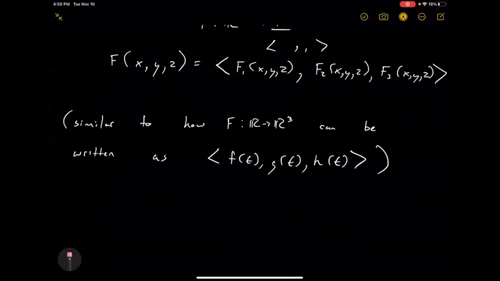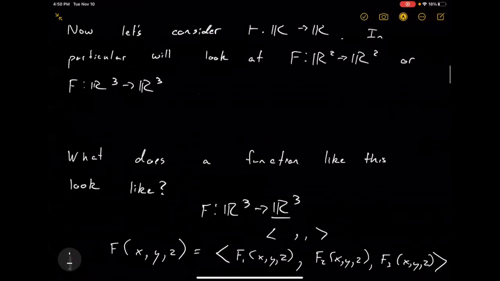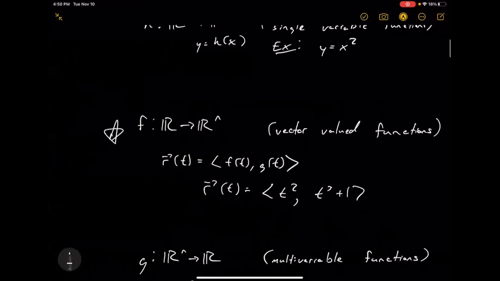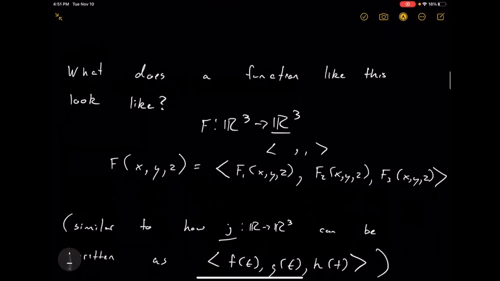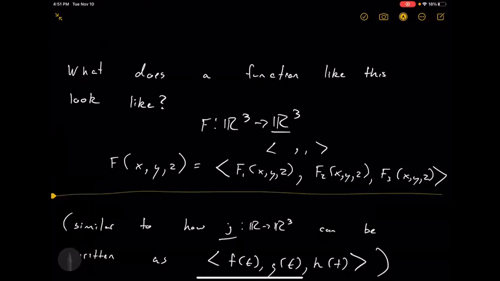Now, similar to our vector valued functions, which we talked about up here. When I have a vector valued function, think back to chapter 13, I believe, when I have this vector valued function J from R to R3, my output is going to be a vector, and I could think of each component of my vector as being a function. So I thought of it like this: a three-dimensional vector where the first component is f of t, the second component is g of t, and the third component is h of t.